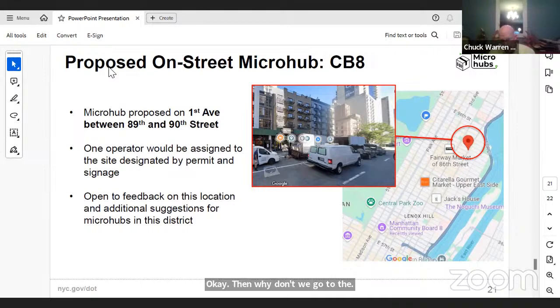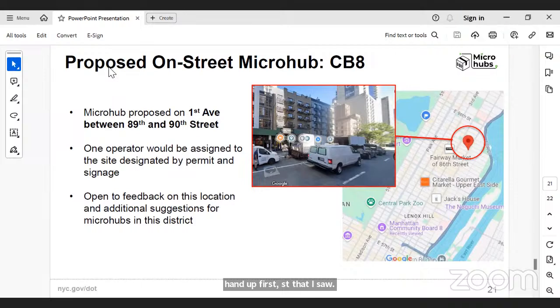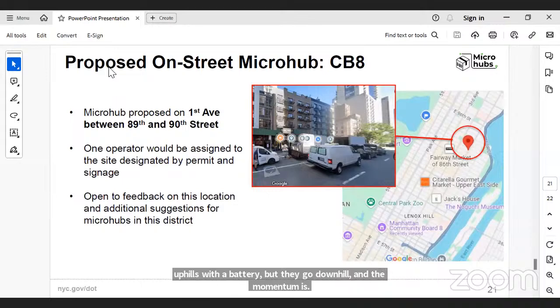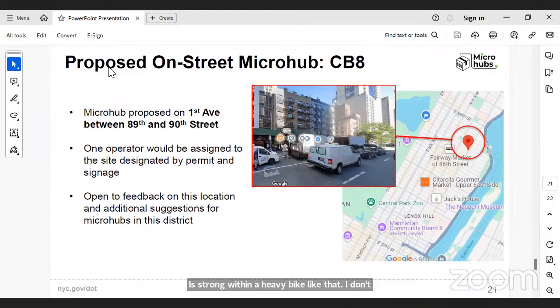And I saw Lita Camp who had her hand up first that I saw. Thank you, Chuck. And thank you to the DOT. A couple of things. One is that bikes not only go up hills with a battery, but they go downhill, and the momentum is strong with a heavy bike like that. I don't understand how this could even be considered when there is no enforcement of any rules about bikes. I've already seen cargo bikes on the sidewalk and gotten cursed at for making comments about it. They're dangerous, they're wide, they're heavy, and there is zero, it seems, enforcement about it. So that is a great concern of mine, is the bikes.